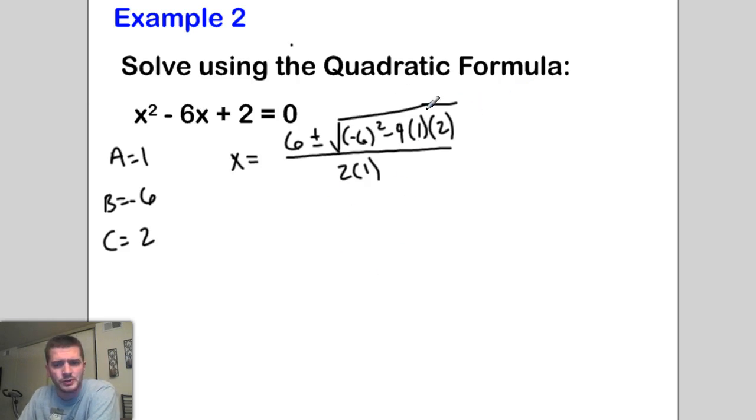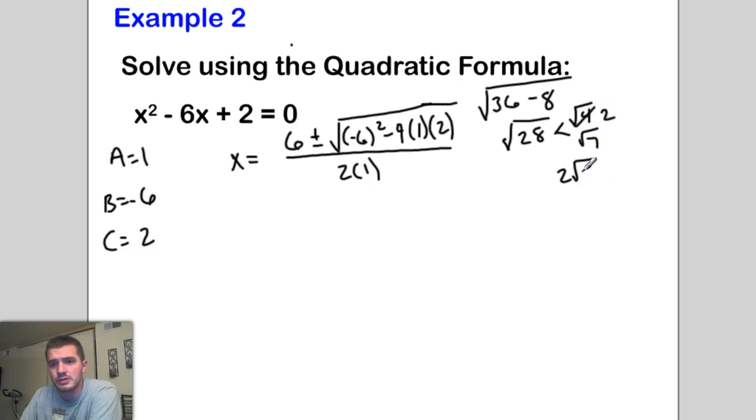So let me do my scratch work for the discriminant. So -6 squared is 36. -4 times 1 is -4. -4 times 2 is -8. So this is going to become the square root of 28. And we can actually break that down. Let's go ahead and do that. So this will become the square root of 4 and the square root of 7. And the square root of 4 is 2. So 2 square root of 7 is what this whole thing breaks down to.